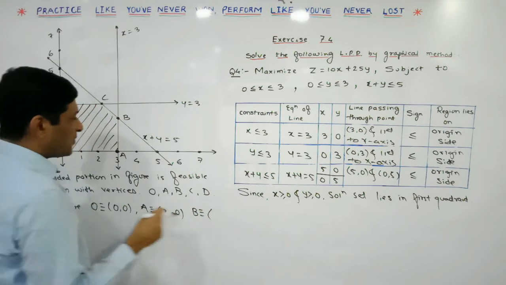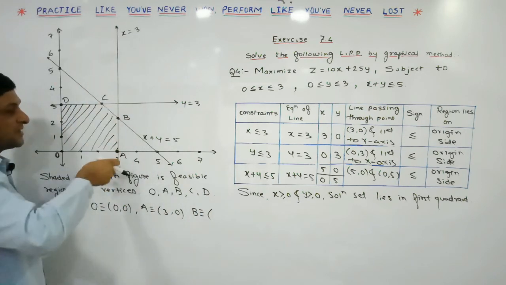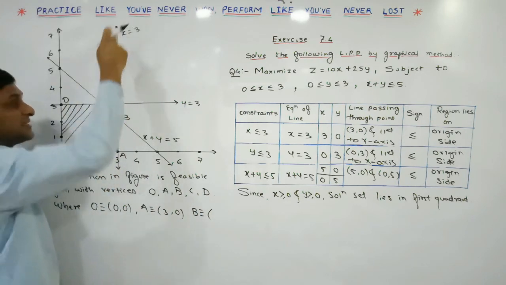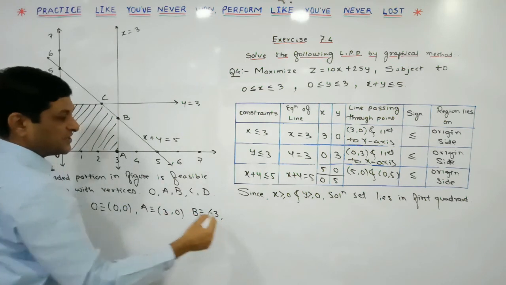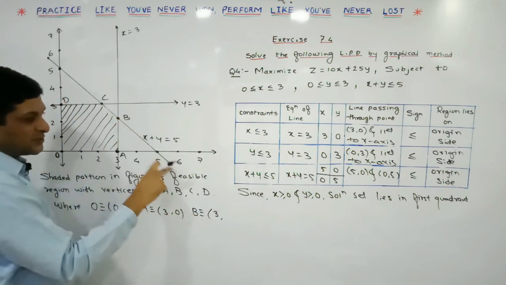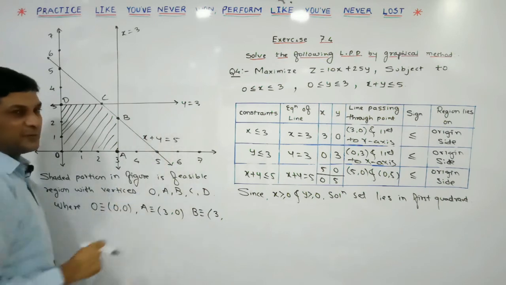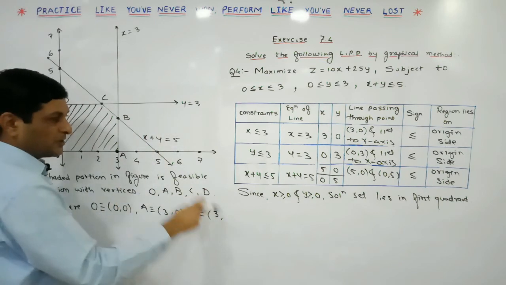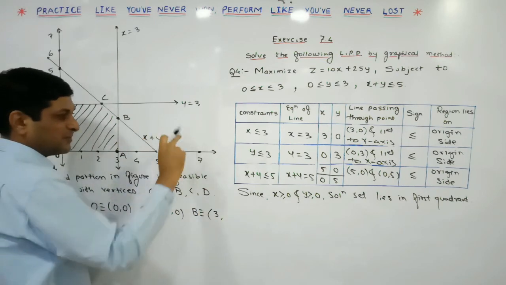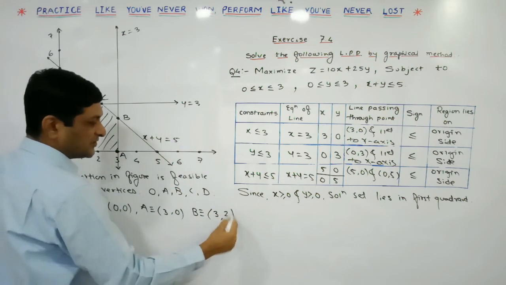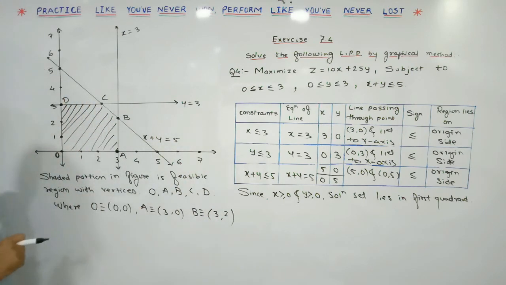Now try to find out the coordinates of point B. To find the coordinates of point B, we can easily observe that it lies on which line? x = 3, which means the x coordinate is 3, and this point also lies on the line x + y = 5. But the x coordinate is already known to us, 3, so 3 on this side becomes minus 3, 5 minus 3 is 2, which means the y coordinate will be 2.